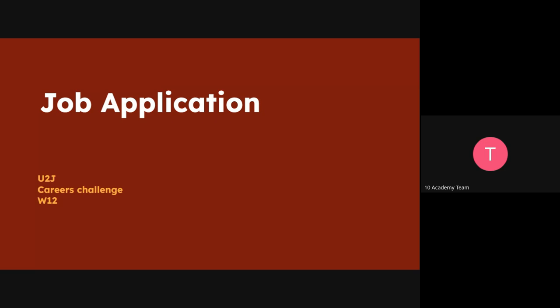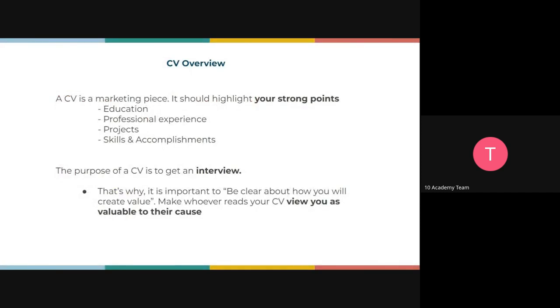Now, the first thing is the CV. Just as we've known, the CV is the marketing piece, the first thing the hiring manager will see. So it has to highlight your values, your key skills, and how you can contribute to the company or the organization that you're applying to. And we have these different sections in the CV: education, professional experience, projects, skills and accomplishments.